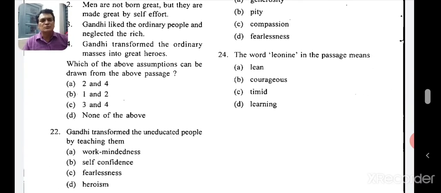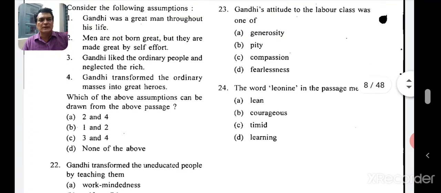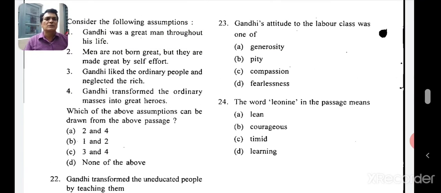Gandhi transformed the uneducated people by teaching them what? Work-mindedness, self-confidence, fearlessness, heroism. You can infer in the last sentence itself. You'll be able to find the answer in the last sentence itself because it talks about fearlessness. So the right answer is fearlessness, C. So let's see the 23rd one.